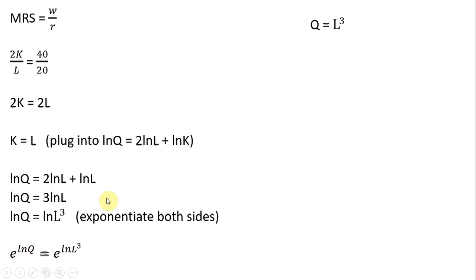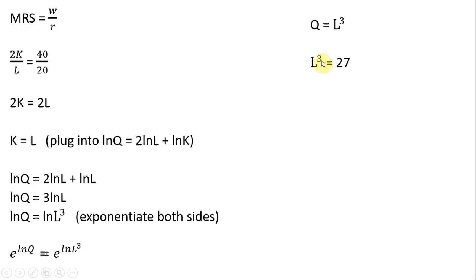When we do that, e raised to the natural log of Q is just Q. e raised to the natural log of L to the third power is just L to the third power. Q is 27. We started this problem saying that the firm wanted to minimize the cost of producing 27 units of output, so making that substitution for Q, putting in 27.